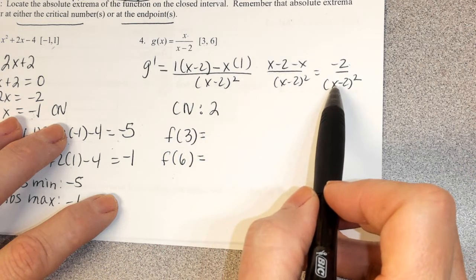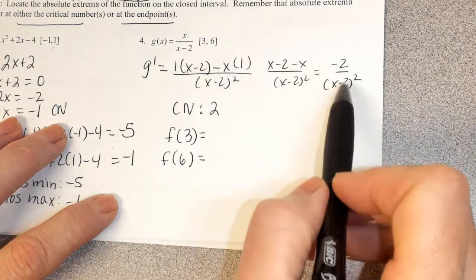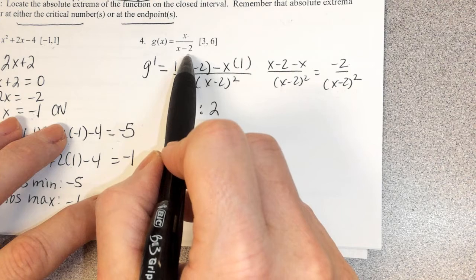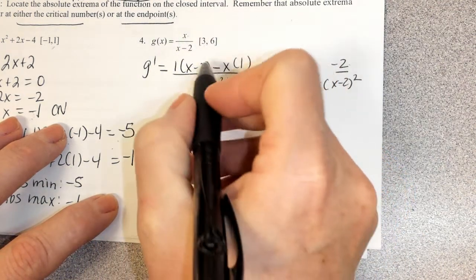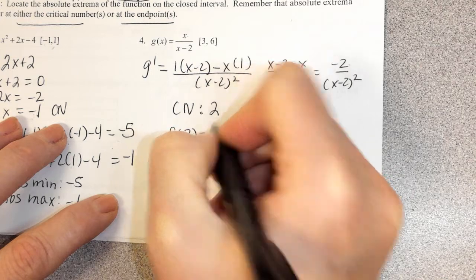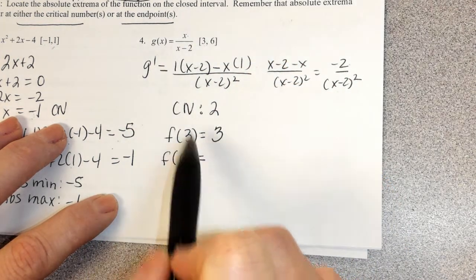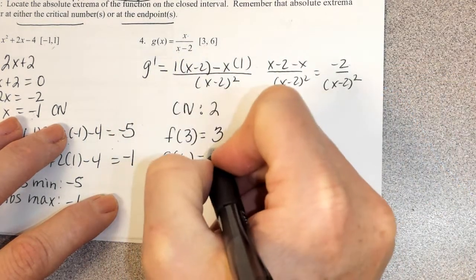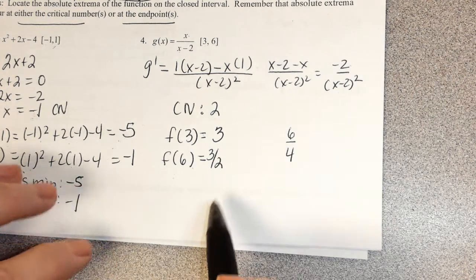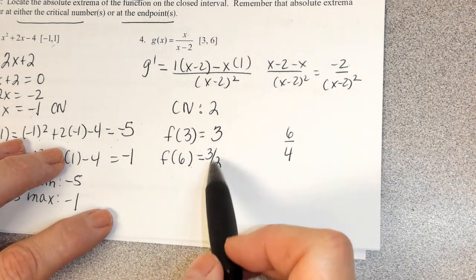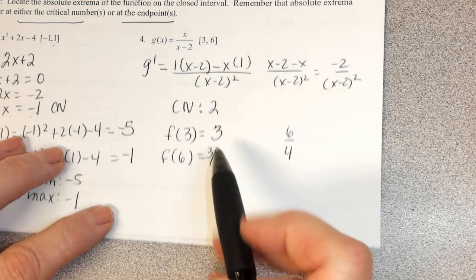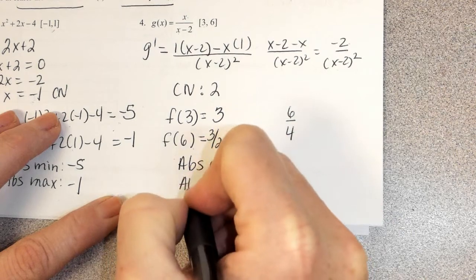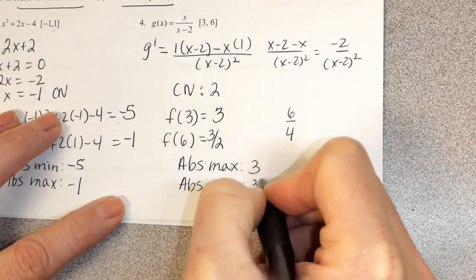So I'm going to plug in 3. Where do I plug it in? To the derivative or the original? Original, because I want to know the y value. So plugging that in, I'm going to have 3, just 3. Okay, plugging in 6 now. I'm going to have 6 over 6 minus 2 is 4, and that's 3 halves. So one of these has to be a high point, one of these has to be a low point, and so therefore my absolute max is 3, and the absolute min is 3 halves.